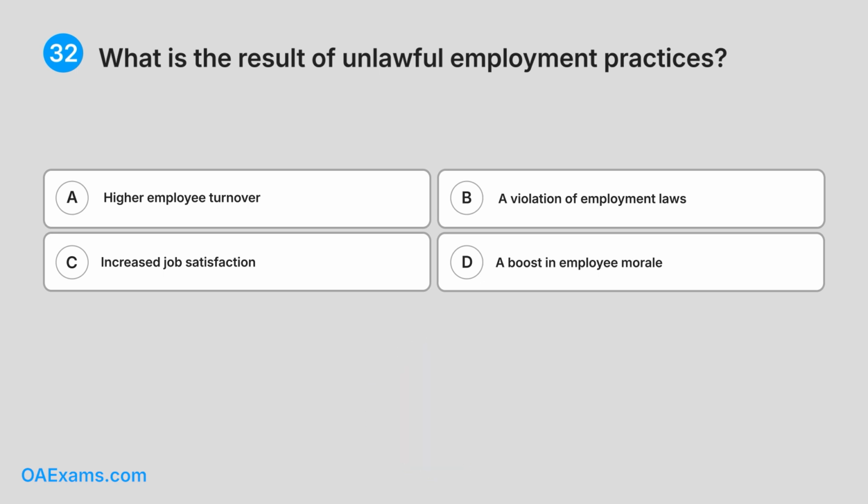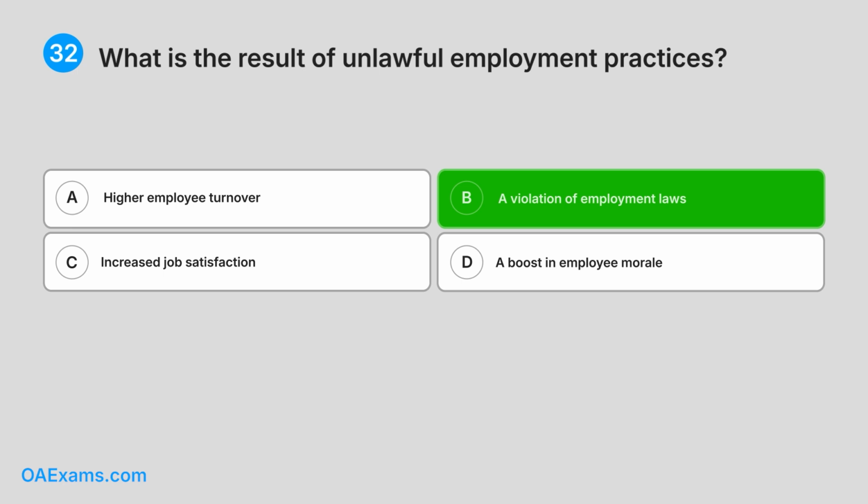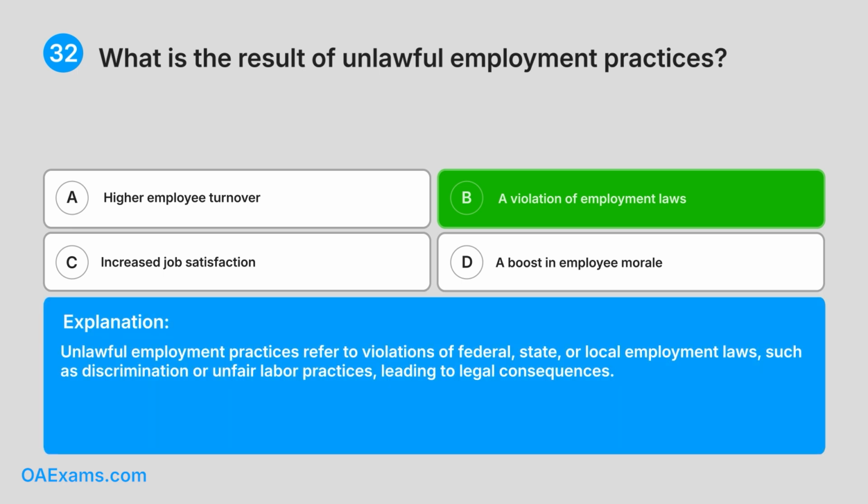Correct answer. B. A violation of employment laws. Explanation. Unlawful employment practices refer to violations of federal, state, or local employment laws, such as discrimination or unfair labor practices, leading to legal consequences.